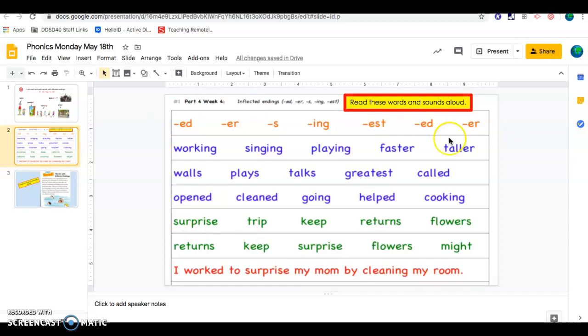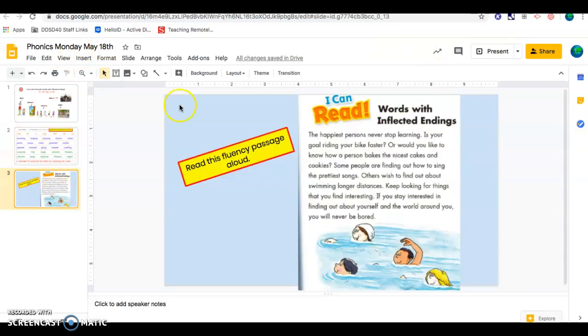So your job is to go over this and read it to yourself. So you'd go across the top and go ed, s, ing, est. Here you could do ed again, or you could do d, or you could do t. Then when you're sounding out these blue words, remember, start at the beginning and look at the base word, so work. And then if you know what ing says, it's ing, so work-ing. So when you're done with this slide, go to the next slide.